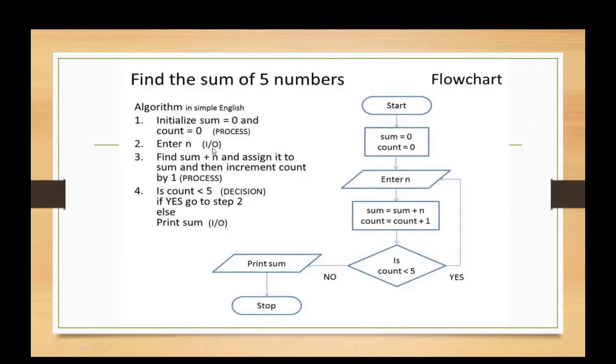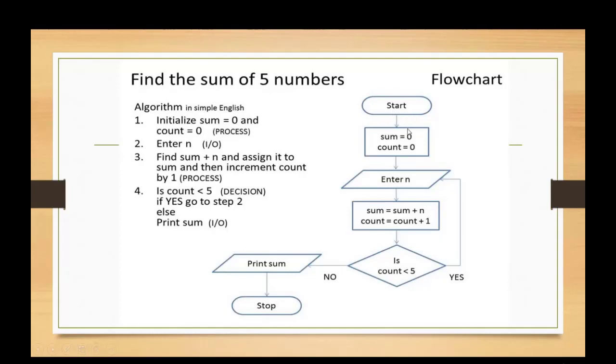If you want to find the summation of 5 numbers, first initiate the summation equal to 0, it is empty, and count equal to 0, and enter the first number. Find summation: summation plus n, and then if count is less than 5, go to the next step, and then print the final result. Here is a flowchart.